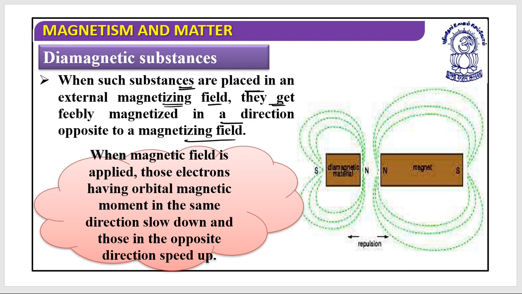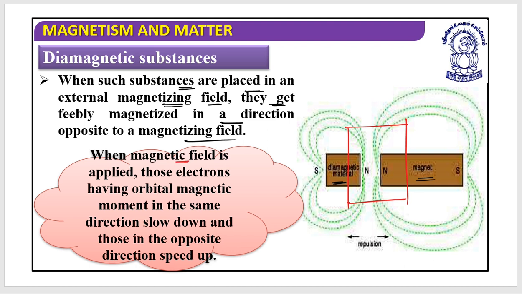Look at this. This is the diamagnetic material, and this is the magnet. If you observe this area, these lines represent the repulsion between the two. That means the material is going to be repelled by the magnet.